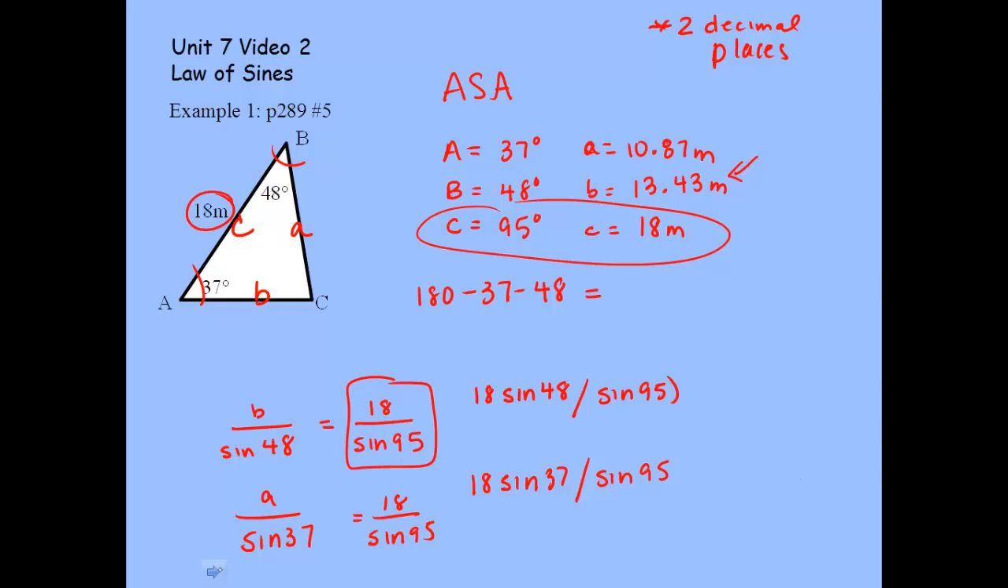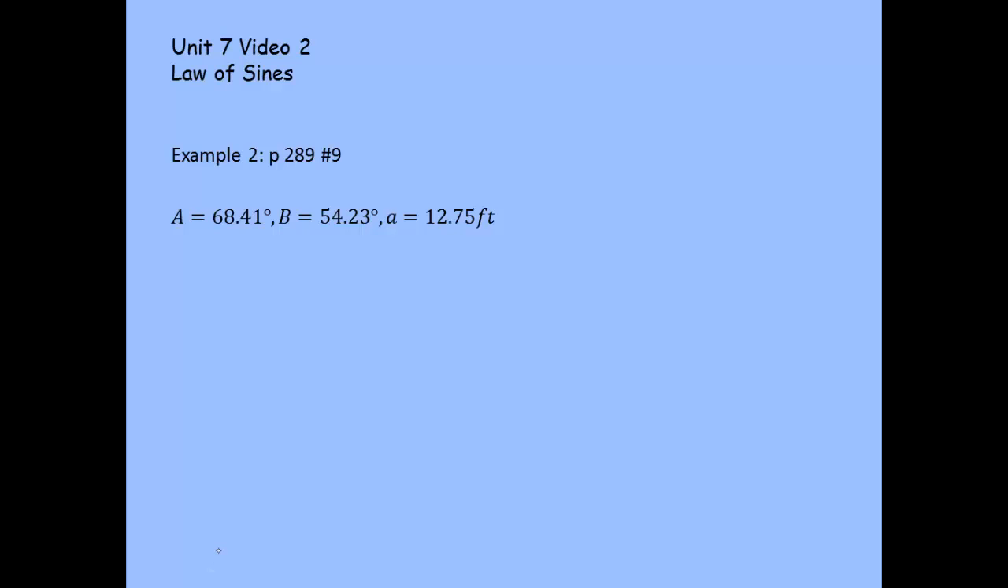Let's try one more example together. In this example on page 289, number 9, I did not have a picture. I do have two angle measures and a side, and let's go ahead and take a look at drawing this triangle to see where everything is placed. Doesn't matter what the shape of your triangle is. I've got angle A, B, and angle C.